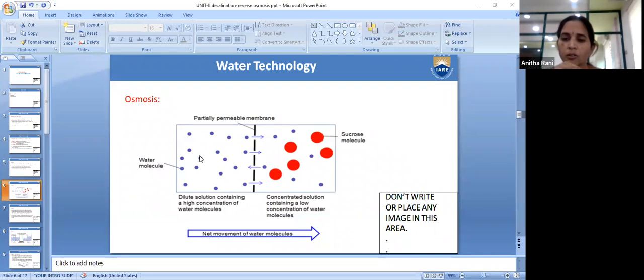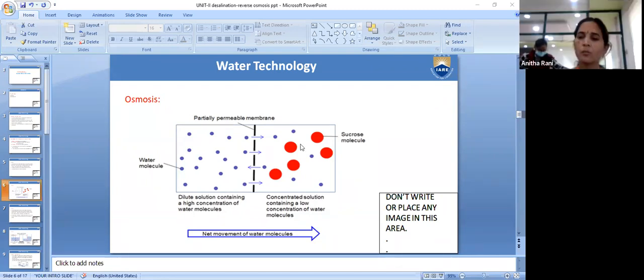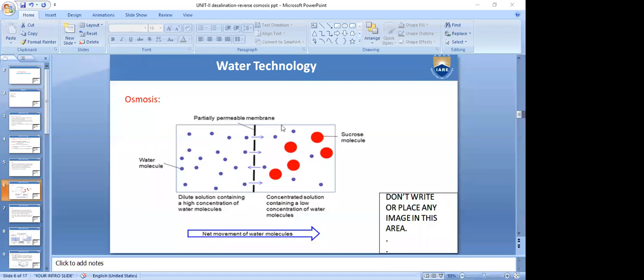Yes or no? Okay. So in the second chamber, I have taken 5 grams of sodium chloride in 100 ml water. In the first chamber, 1 gram of sodium chloride in 100 ml water. So in these two chambers, where will there be more solute particles? Second chamber. The second chamber will have more solute particles. It is the concentrated solution. Yes or no? Yes, ma'am.